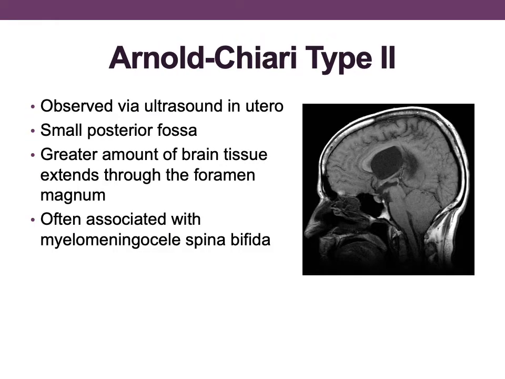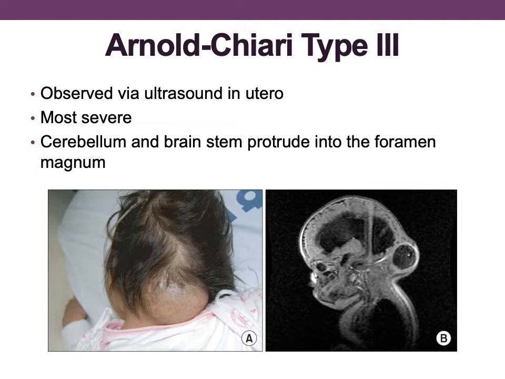Arnold-Chiari type 2 is observed on ultrasound in utero. It is often caused by a small posterior fossa. A greater amount of the brain tissue, the cerebellar tonsils, will extend through the foramen magnum. And this type, Arnold-Chiari type 2, is often associated with myelomeningocele spina bifida.